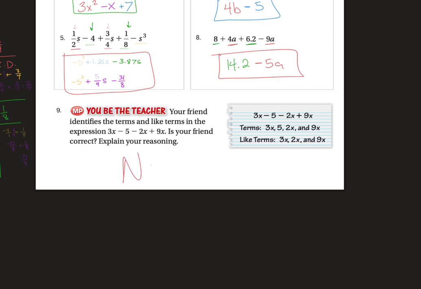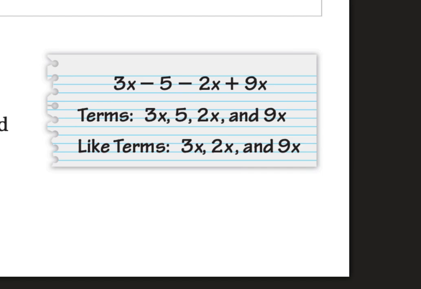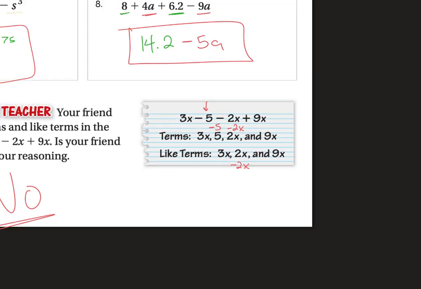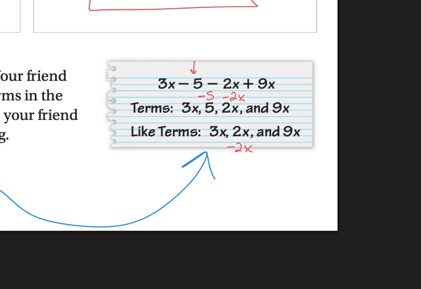Now, when it comes to this last one, I'm going to pause and let you read it. My answer is no, my friend is wrong, because this is not 5. It should be -5 because of that right there. This is not 2x. It should be -2x. And then the like terms wouldn't be that. It would be -2x. So it says explain your reasoning. There's my reasoning. When you see my answer sheet, it's going to look just like that. I just kind of circle this, and write what they should be.